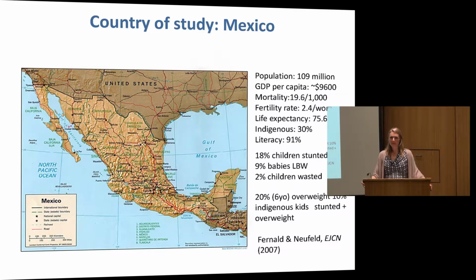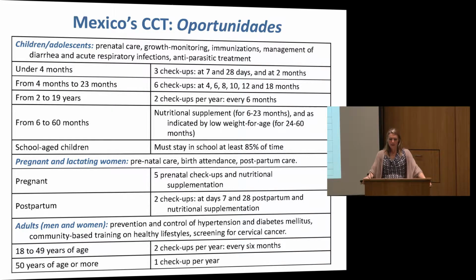And interestingly, I'm just analyzing some data from Peru showing a similar trend among indigenous children who are experiencing under and overnutrition simultaneously. So Mexico's conditional cash transfer program has several requirements that families must fulfill. For example, babies under 4 months need to go to 3 checkups. From 4 to 23 months, they continue to get growth monitoring and immunizations, management of diarrhea, etc. Pregnant and lactating women need to go for checkups and nutritional supplementation. Postpartum women need to go for checkups, and then there's some prevention and control of hypertension and diabetes among the older population.